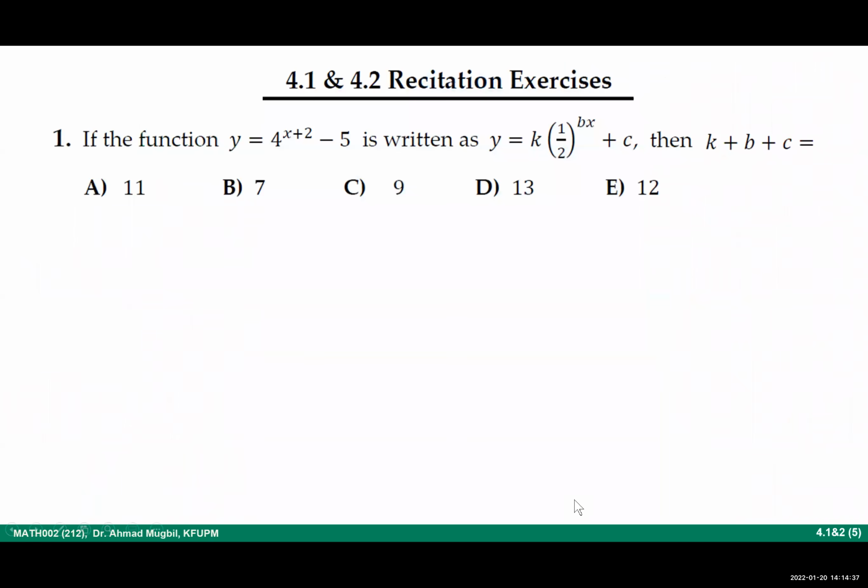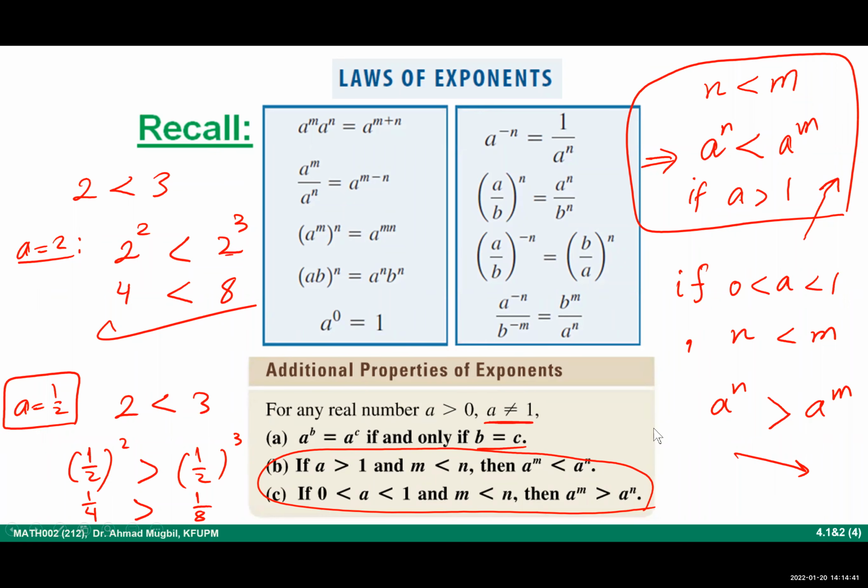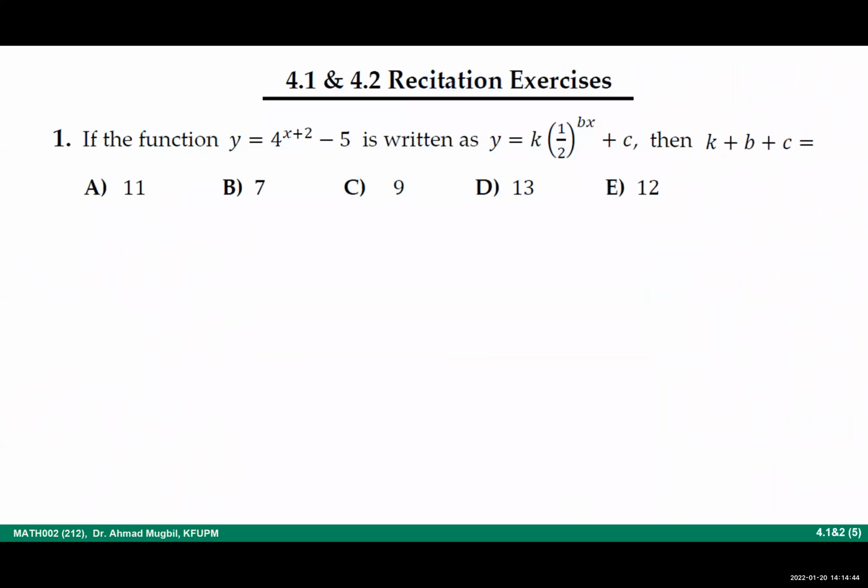Okay. It is time for you, if you realize these facts and these laws of exponents and properties, you can solve the first recitation exercise. It is not about MATH002 at all. It is about MATH001, how you can play with powers, with exponents. Please try to solve this recitation exercise. If you can solve it, this is so nice. If you couldn't, it is not a problem, because we're still practicing, we're still learning.